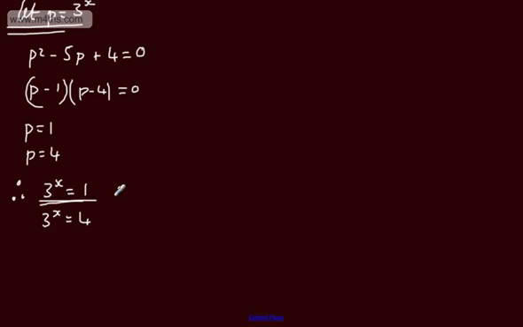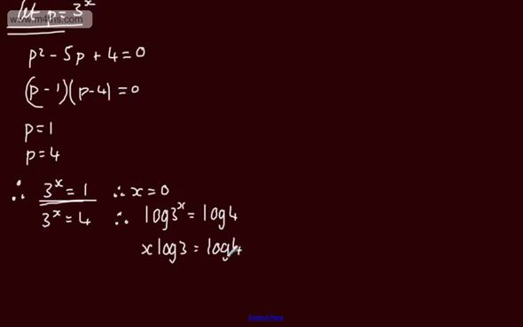We can see, therefore, from here now that x would be equal to 0. 3 to the 0 is 1. This one we need to solve. So what we can do is take logs of both sides. So we can say now log 3 to the x is equal to log 4. Bringing the power down, x log 3 is equal to log 4. So x will be equal to log 4 over log 3, and we would give our answer to 3 significant figures. And this is exactly what we looked at in the past. So that's what we've got.